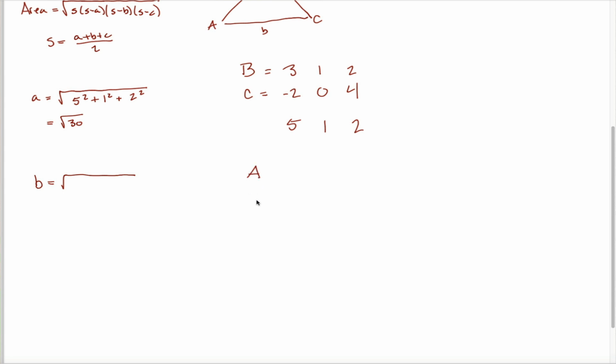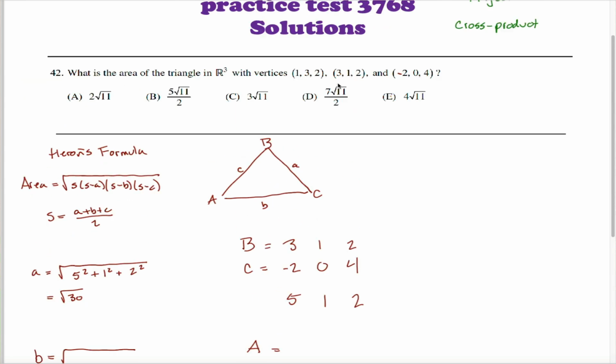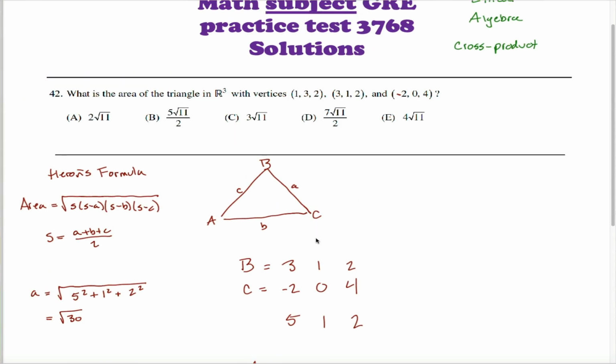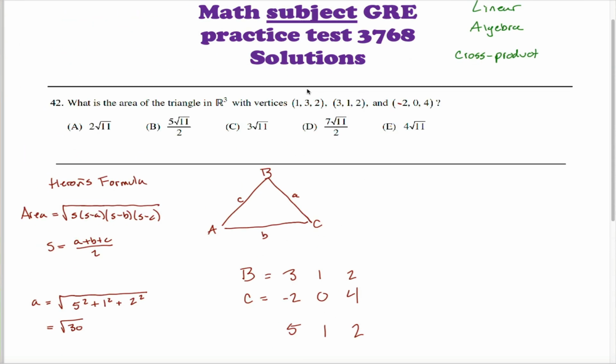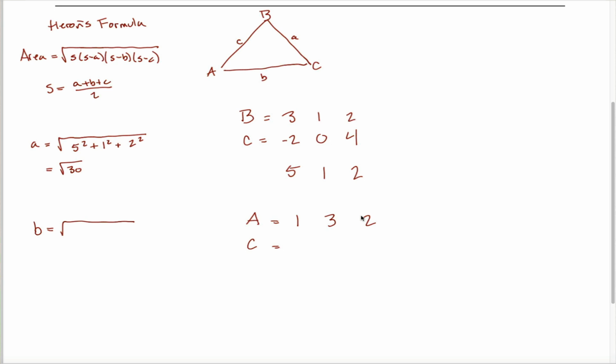We can figure out side length B in much the same way. It's the distance between vertices A and C. The components of vertex A are 1, 3, and 2. In case you haven't figured this out by now, I'm calling this A, this B, and this C. The components of vertex C, as I wrote right here, are -2, 0, and 4. The difference in these components is 3, difference in these is 3, difference in these is 2. 3 squared plus 3 squared plus 2 squared is what, 9 plus 9 plus 4? 18 plus 4 sounds like 22.